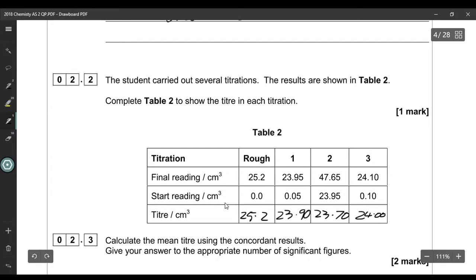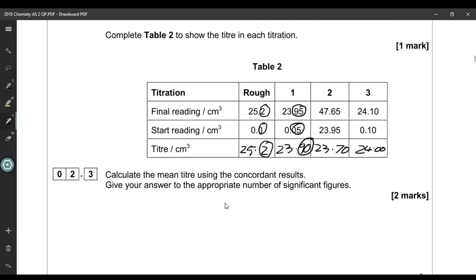24.00. Now, the key thing here to get all the marks is the use of decimal places. In the first one, the rough one, we've only got 1 decimal place in our data, so our answer is to 1 decimal place. But in all the others, the data is given to 2 decimal places, therefore our answer has to be to 2 decimal places as well.